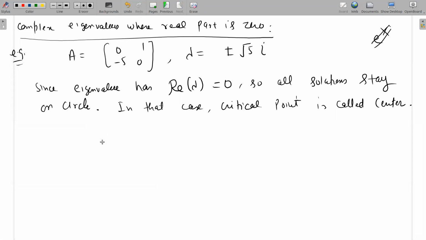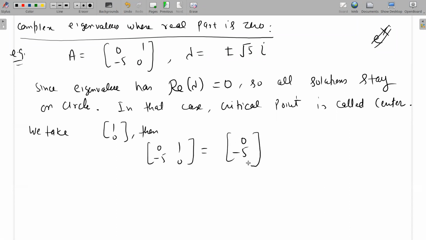So here we don't know the direction, so we pick a random point. We take a random point, say 1, 0, and then apply matrix A on this random point to put the arrows. Sorry, I need to write here. So 1, 0. Okay. Any solution which passes through 1, 0 will go towards 0 minus 5.